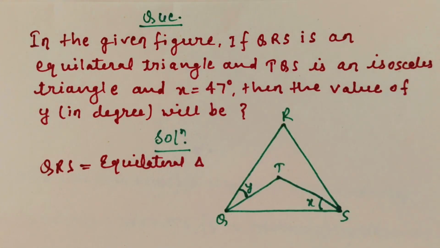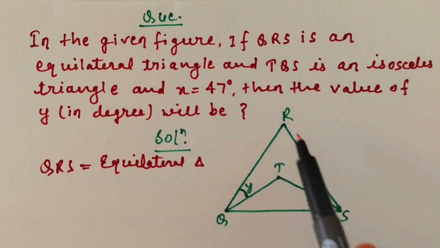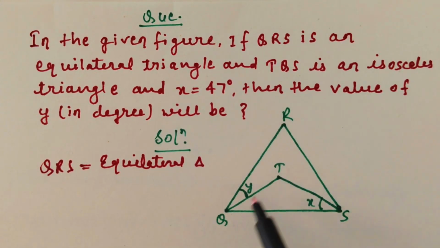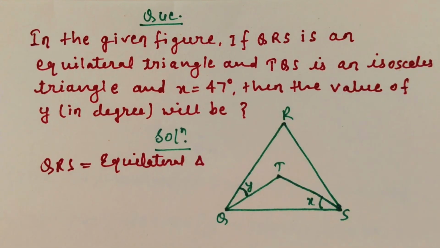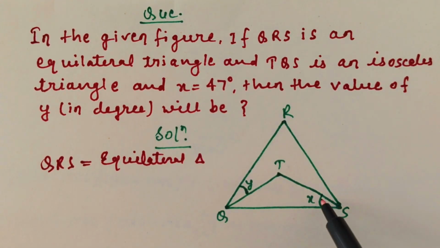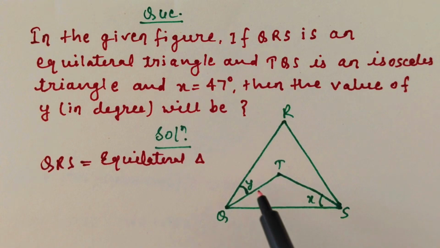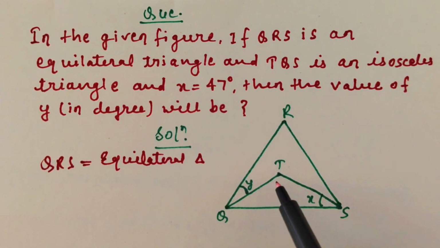This question is based on triangle properties. In this picture, there are two triangles. Here QRS is an equilateral triangle and TQS is an isosceles triangle. Here, angle X equals 47 degrees and Y is unknown, so we need to find the value of Y in degrees.